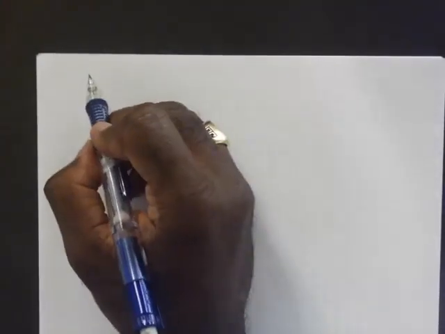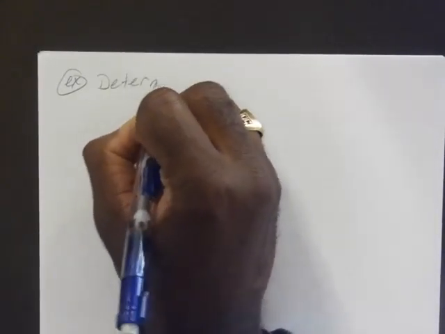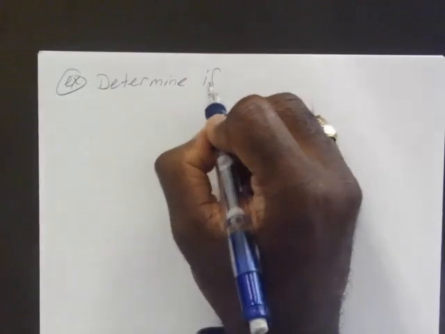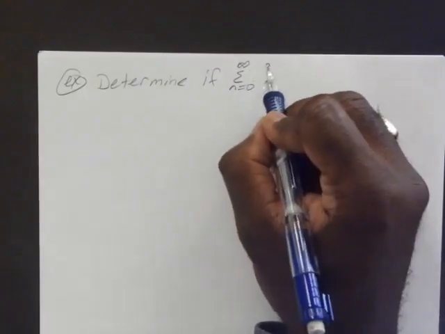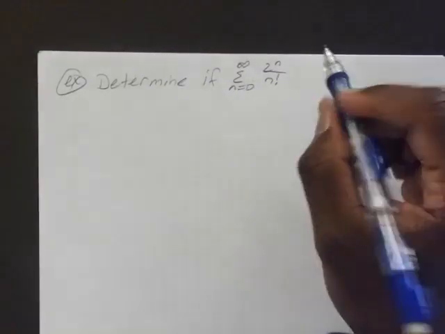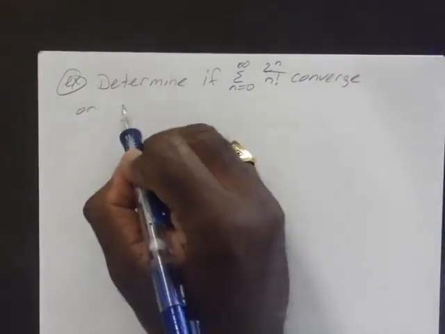Okay, so let's say, for example, let's find a good example here. Yep, that's a good one. Let's say if we wanted to determine if the sum from n equals 0 to infinity of 2 to the power of n divided by n factorial converges or diverges.